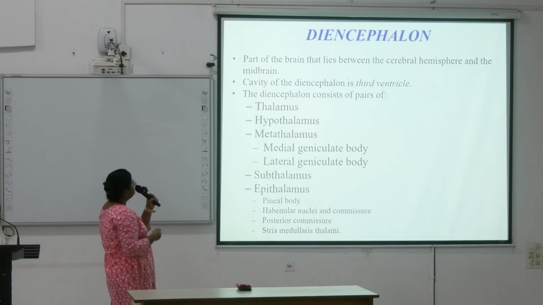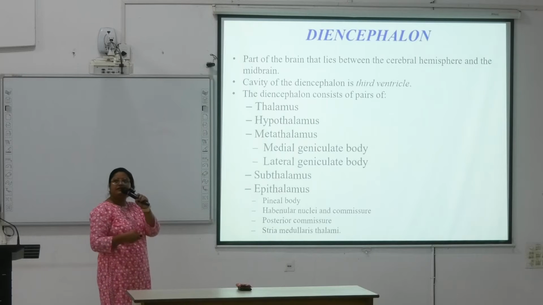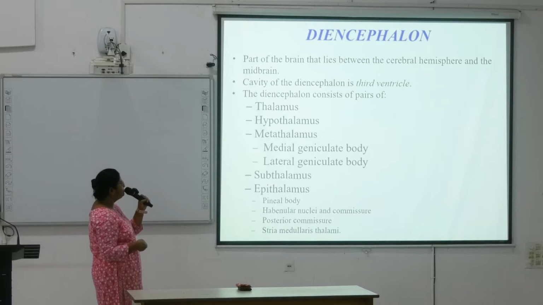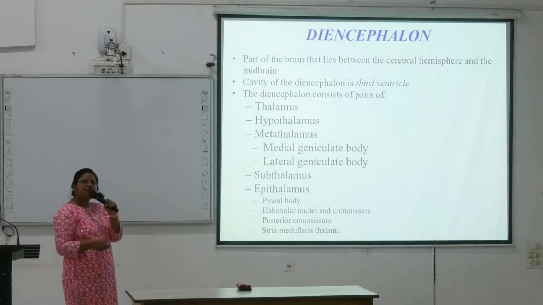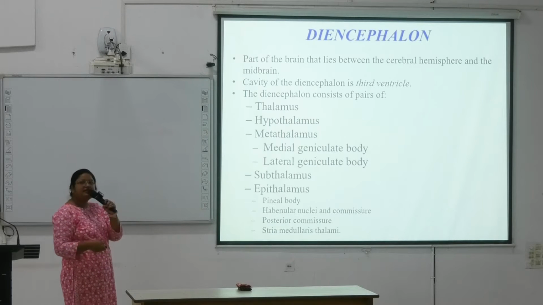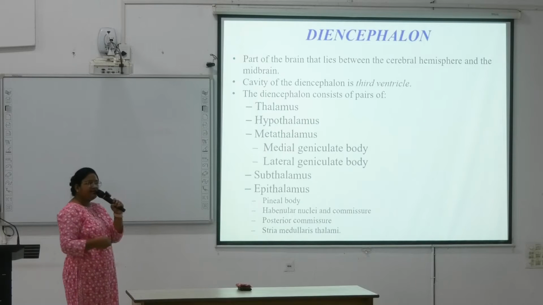So the diencephalon consists of pairs of thalamus, hypothalamus and metathalamus. Metathalamus consists of medial geniculate body and lateral geniculate body. Subthalamus and epithalamus. Epithalamus consists of this pineal gland, habenular nuclei and habenular commissure, posterior commissure and stria medullaris thalami. So these are the structures forming the epithalamus.